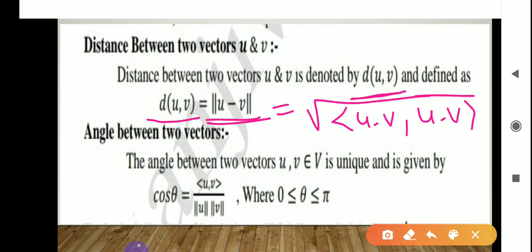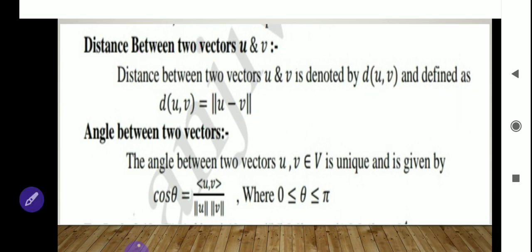Okay, suppose it is given that the first vector is u, the second vector is v, and we have to find the distance between u and v. So first find u minus v, then take its norm. Okay, how do we find the norm? Using this. Then after distance between two vectors, we have to find the angle between two vectors.